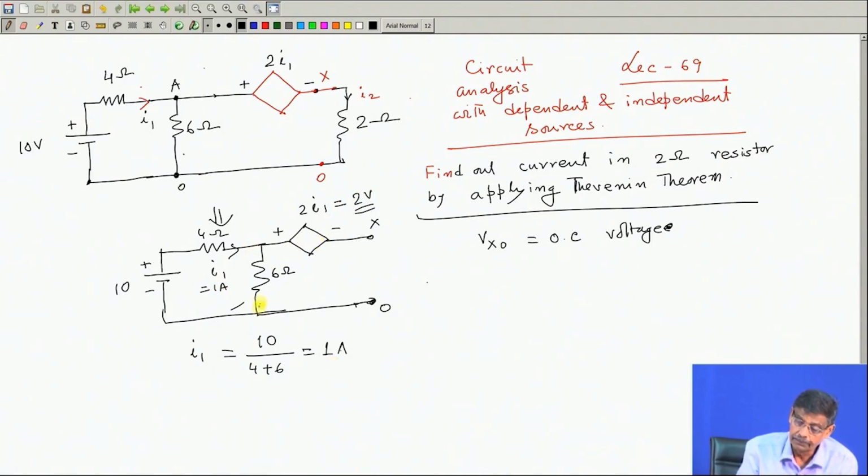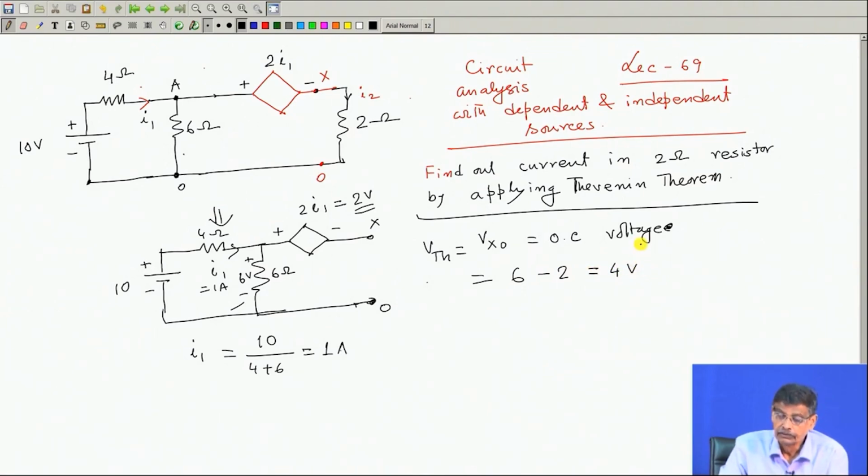And this current is 1 ampere. What is the current here? 0. And this current is 1 ampere. Therefore, what will be the voltage drop here? With this polarity, 1 ampere is flowing, so 6 volt. Therefore, V Thevenin's is V x O, the open circuit voltage. So, start from O and try to reach x. It will be 6 plus 6, then minus 2, which is equal to 4 volt.